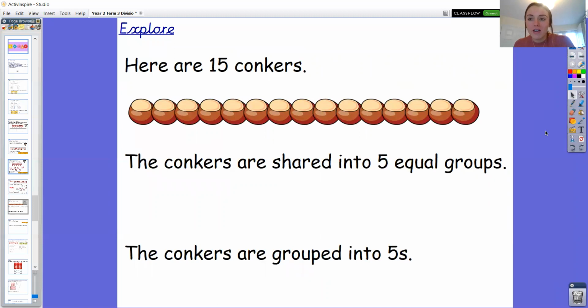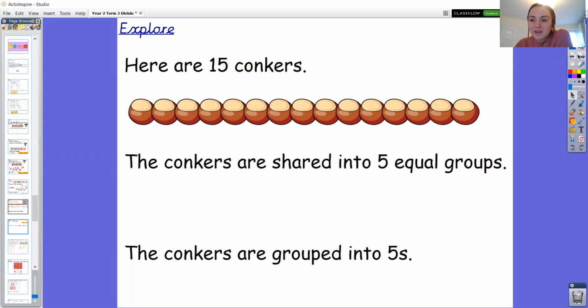Okay, so just to consolidate our thinking about that so that we feel super confident, here are 15 conkers. The conkers are shared into 5 equal groups. The conkers are grouped into 5. I wonder if you can have a go, either on your whiteboard or in your book, to show the difference between sharing and grouping, okay? If you've got objects, brilliant. If not, perhaps have a go at recording this one. So please pause the video here. Well done, year two. I'm really proud of you.